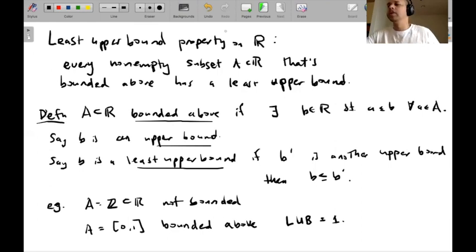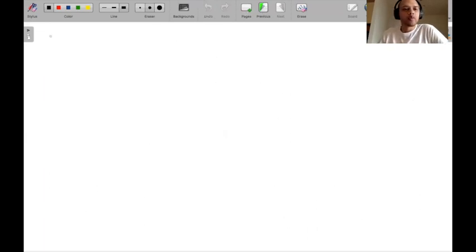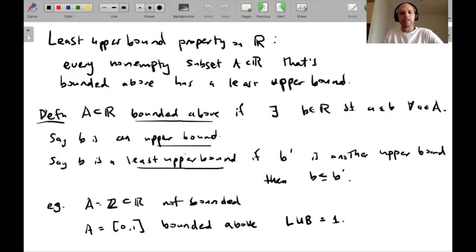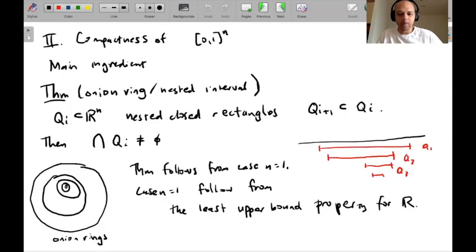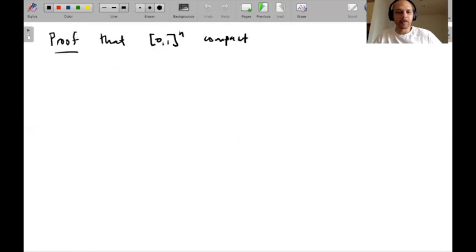But what I do want to do is to use it to explain why closed rectangles are compact. Right, sorry. The way this comes up is in proving the nested interval theorem, the onion ring theorem, and the onion ring theorem is what we're going to use to prove this. Okay.